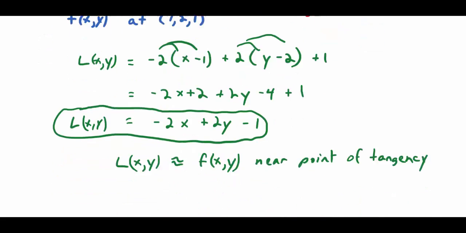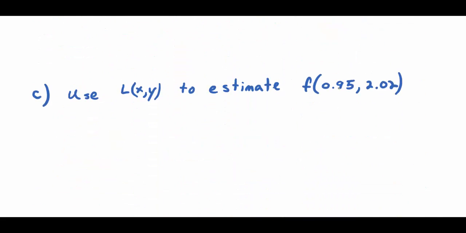So notice these x, y values are close to 1 and 2, and that's critical. Otherwise, it wouldn't make any sense to use L of xy to estimate f of 0.95, 2.02. So make the observation. This is close. 0.95 is close to 1. 2.02 is close to 2. And this is why it's going to be a good approximation. Using L of xy at these x and y values will be a good approximation.